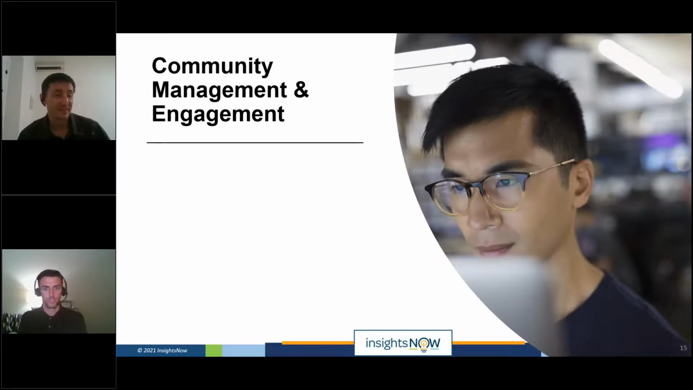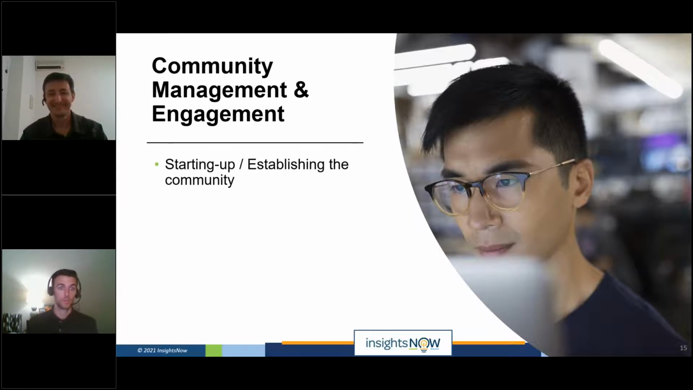So another aspect in terms of setting up these communities is community management and engagement. And it's super important for the latter, the engagement. This covers all facets of the community lifecycle. From a community management standpoint, it can be very helpful to have someone there to start up and establish the community by introducing the user to the platform and uploading their information.